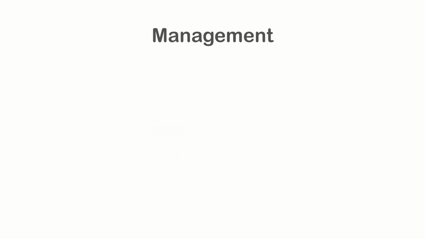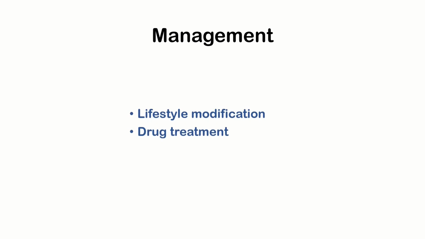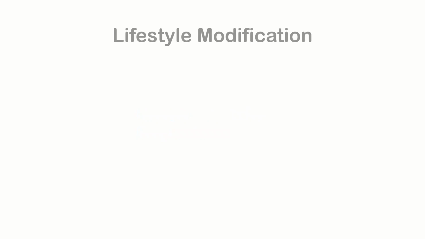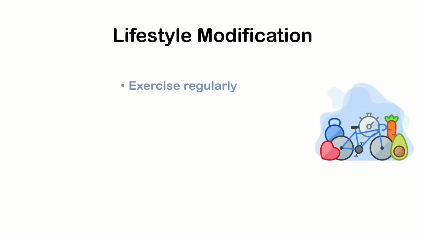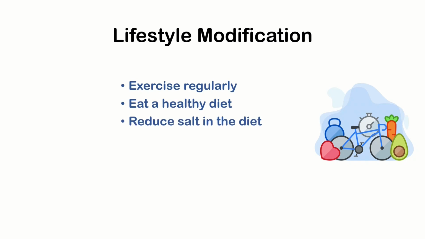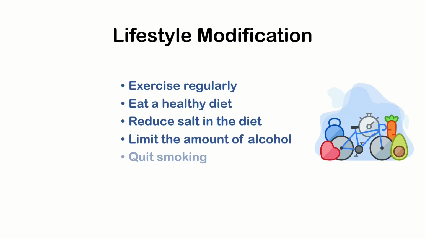The management of hypertension can be divided into lifestyle modification and drug treatment. In lifestyle modification, we advise the patient to exercise regularly, eat a healthy diet, and reduce the amount of salt in the diet. The patient should limit the amount of alcohol intake and should quit smoking if a chronic smoker. Avoiding stress will reduce hypertension, as psychological stress is the main trigger for hypertension.